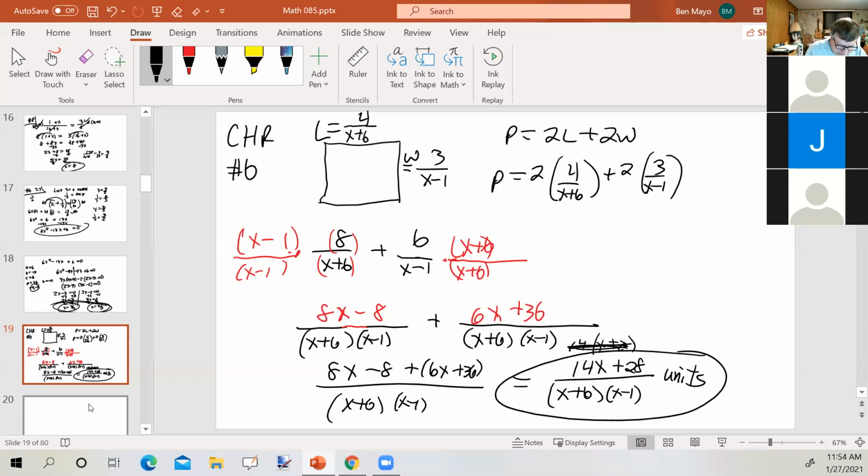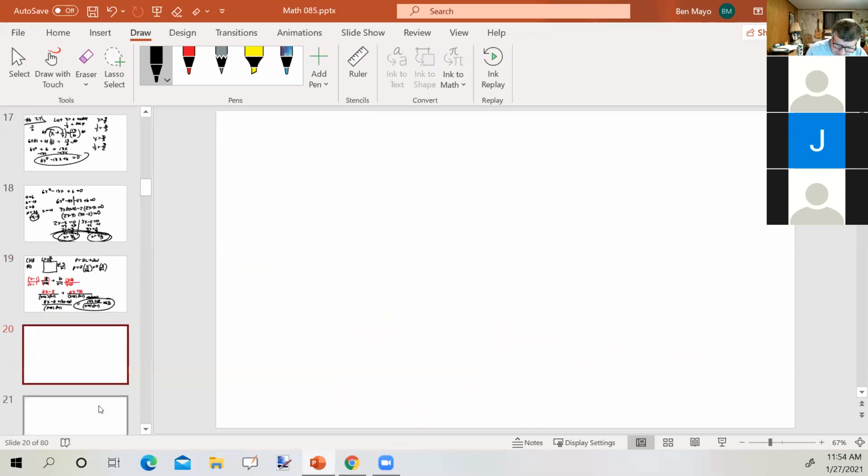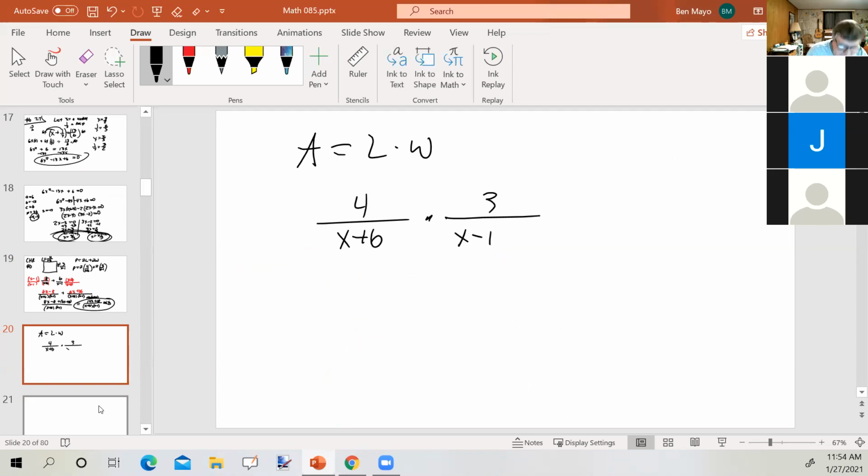Okay. Yes. We're going to go back and we're going to look at the second part, which is the area, which is the length times the width. And that's going to be 4 over x plus 6 times 3 over x minus 1. And that's going to be ridiculously easy after that last one because we don't need a common denominator. That's going to be 12 over x plus 6 times x minus 1.